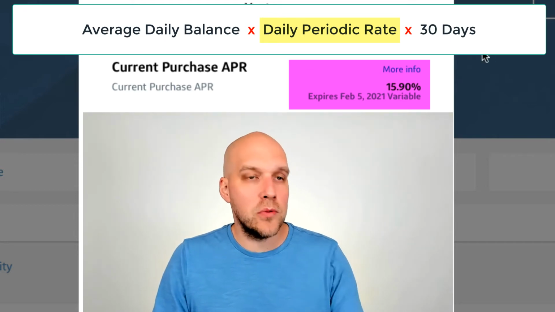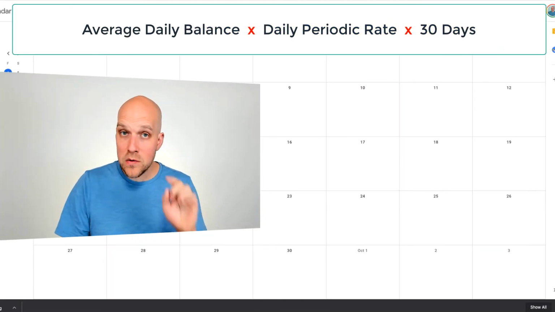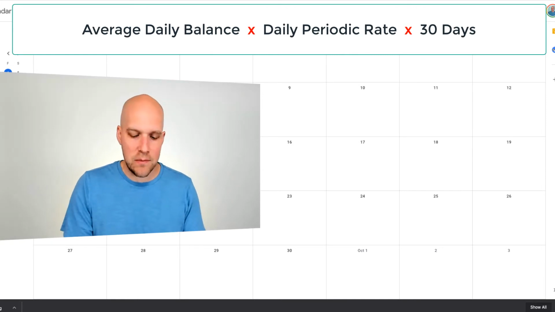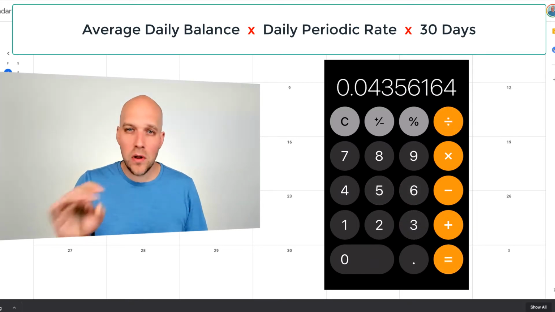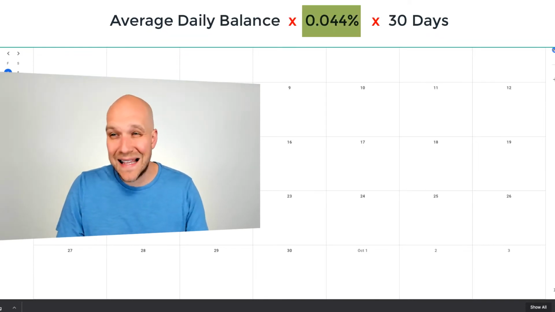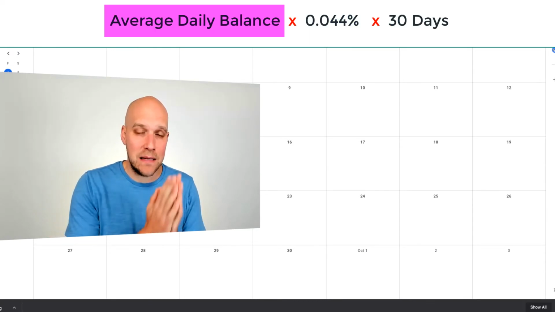But what we're going to do is a little bit of math. So 15.9. Some credit cards will divide this by 365. Others, for whatever reason, will divide it by 360, but we're going to go with 15.9 divided by 365. It's going to give you a real long number, but we're going to round it to the third decimal place. So we're looking at 0.044 as our daily periodic rate.